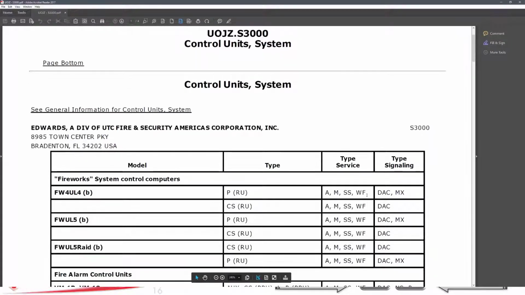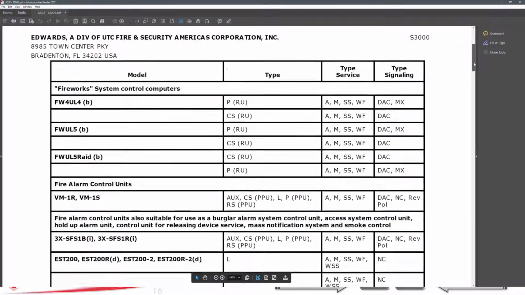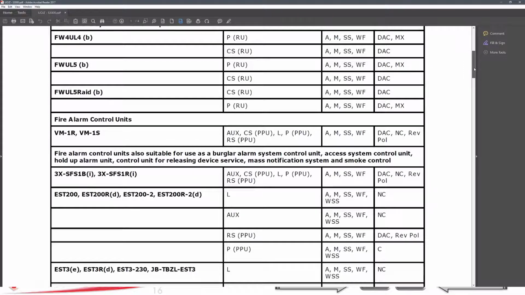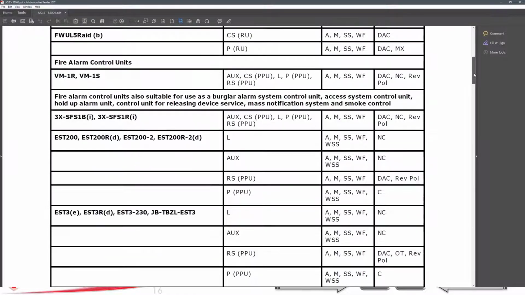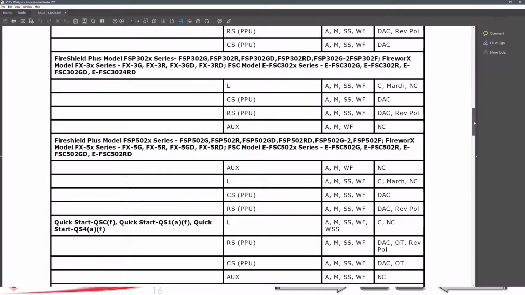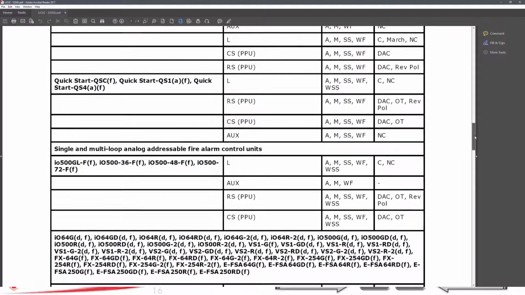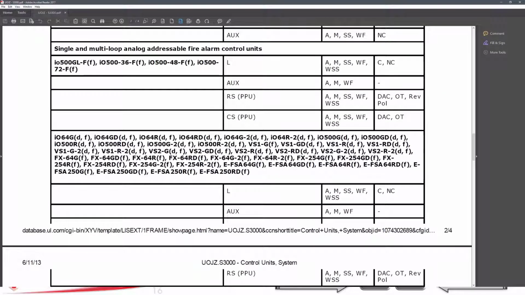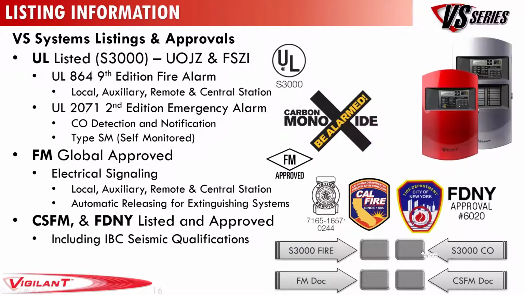The next slide, if we're talking about listings, I had 4 distinct buttons that launched listings from UL with regard to fire alarm listing, which is the 864 document, the CO listing, and then documentation from Factory Mutual and documentation from California State Fire Marshal's office. So that was the UL listing for fire.